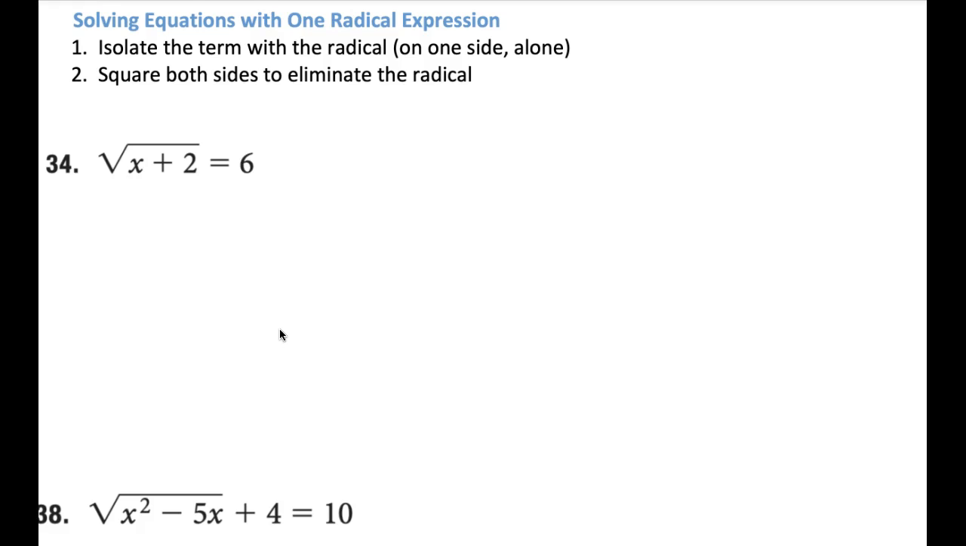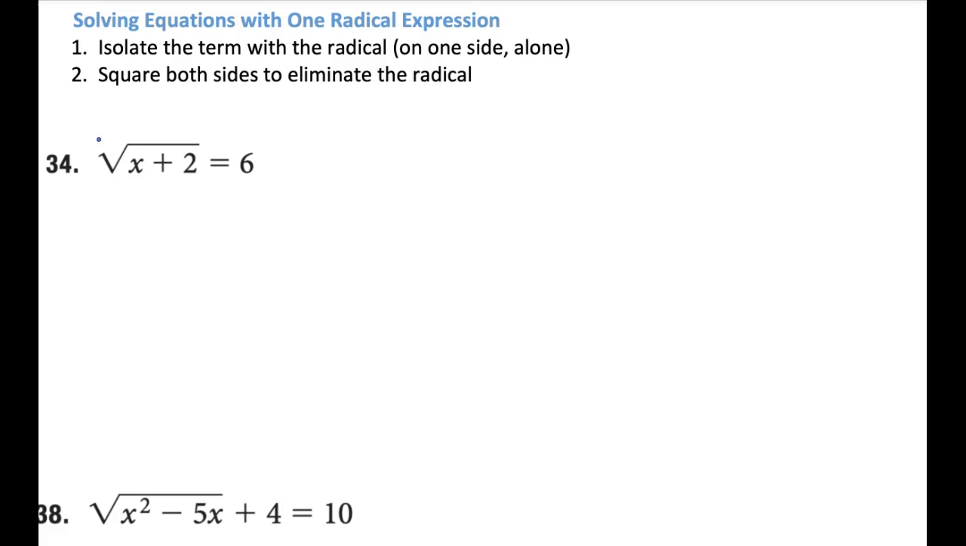All right, so if you have a radical expression, that means that you have a radical, the square root sign, but it can also be cube root or whatever, but generally we're going to be looking at square roots. So what you want to do first is get the radical on one side by itself and then square both sides to eliminate the radical. So remember, if you square a square root, it cancels it out. Basically, it goes away because they are inverse of one another.